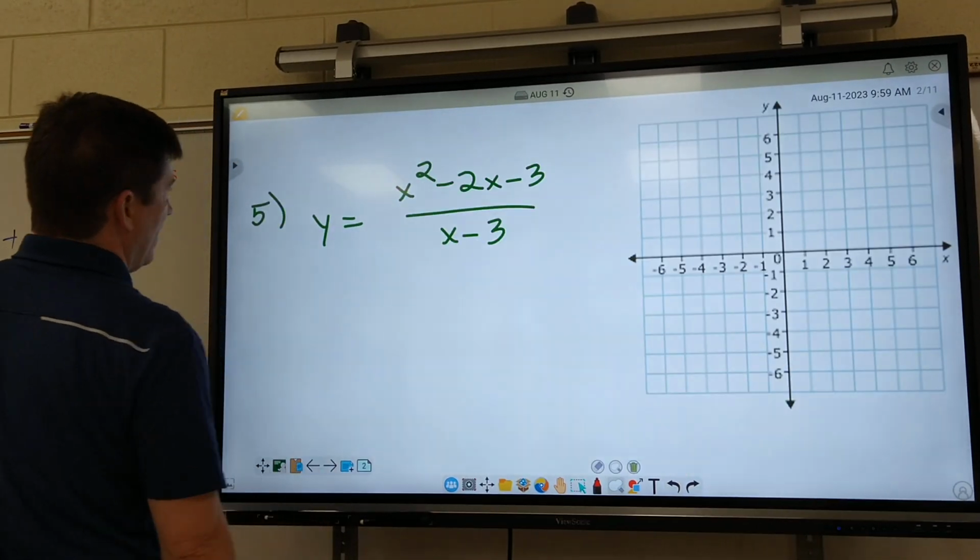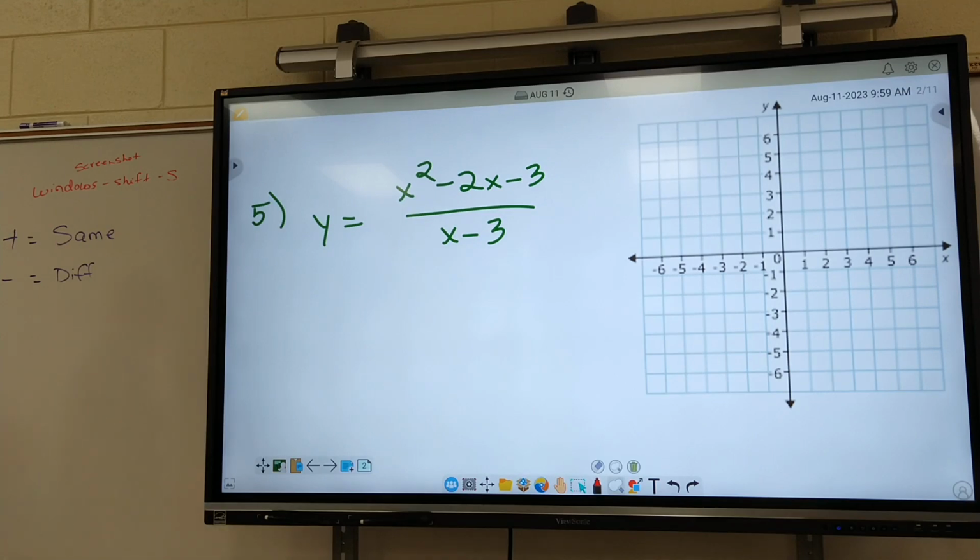All right, so let's look at number 5. Let's see if y'all can graph this one the same way we just graphed the one on the warm-up. Make sure y'all's phones are up. Make sure they're not in your lap.